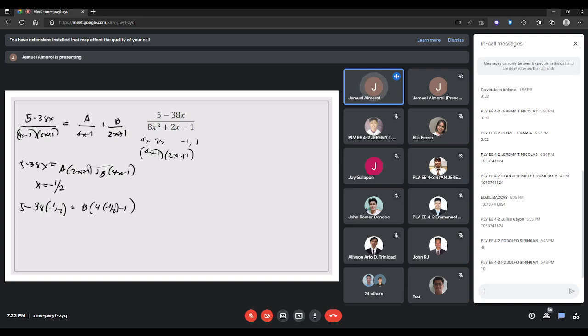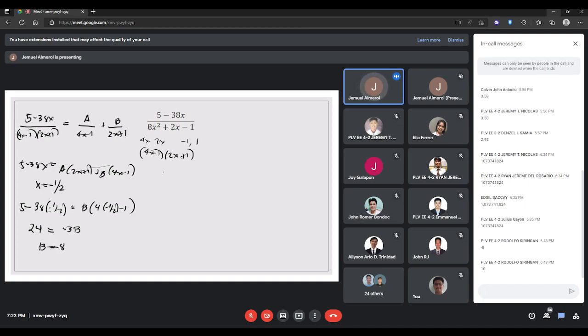So 38 times negative 1 half is 19, no? Positive 19. 5 plus 19, 24. Right? Equal to, so this is negative 2 minus 1, negative 3b. Negative 3b, no? Okay. Therefore, our b is negative 8.